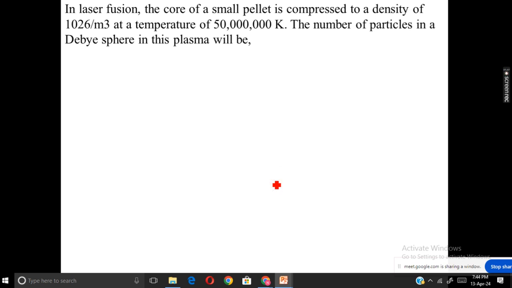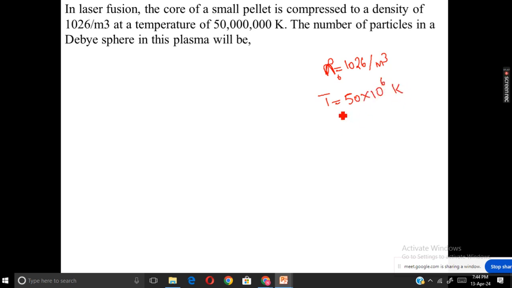So what all things are given? In a laser fusion, the core of a small pellet is compressed to a density given per meter cube. It is basically the number n0. n0 is given as 10 raised to 26 per meter cube. Temperature is given as 50 into 10 raised to 6 Kelvin.